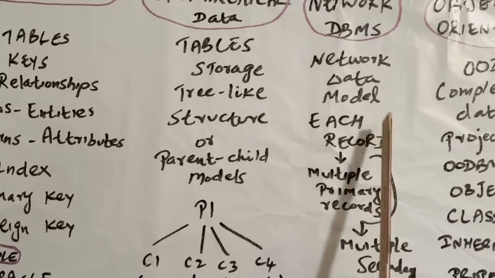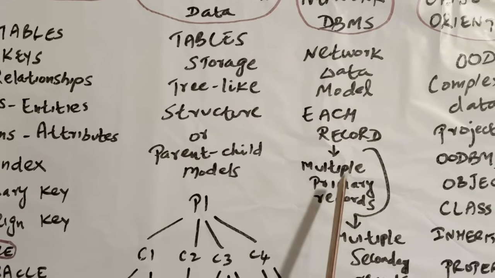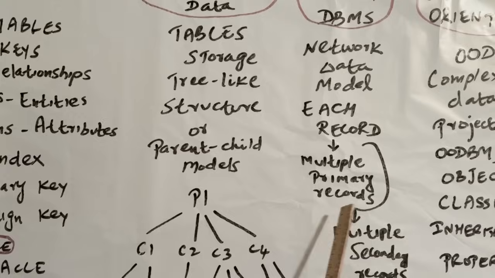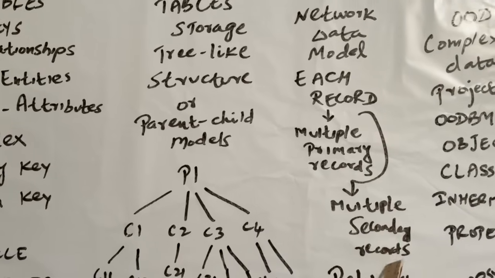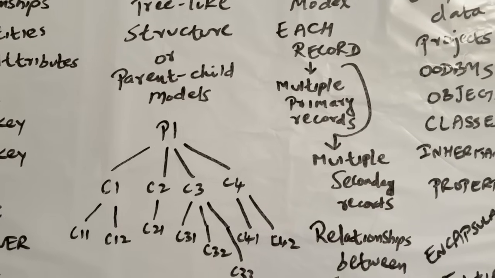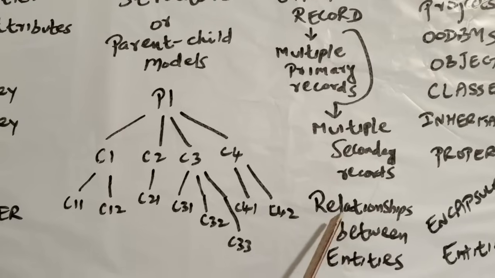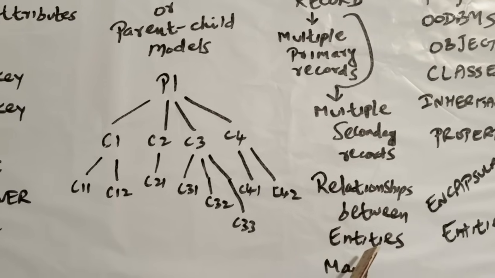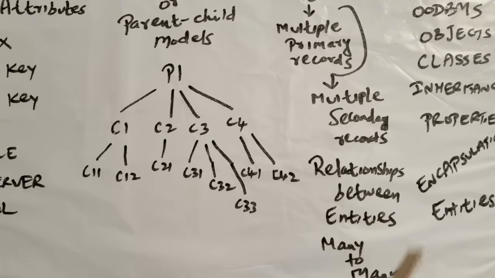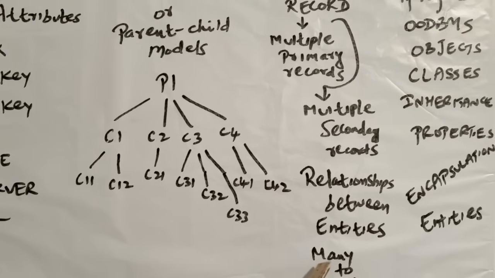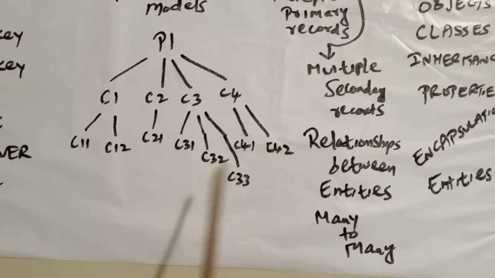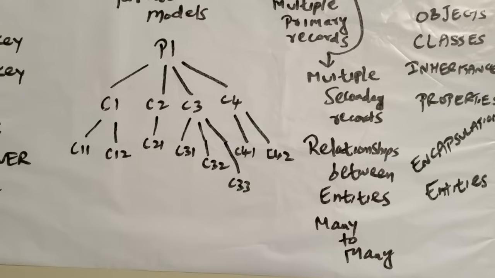In this model, each record can have multiple primary records and or multiple secondary records. I'll explain in detail later. They still need to have relationships between the entities, which are the data and rows. It follows many-to-many relationships and, in some cases, one-to-many relationships.